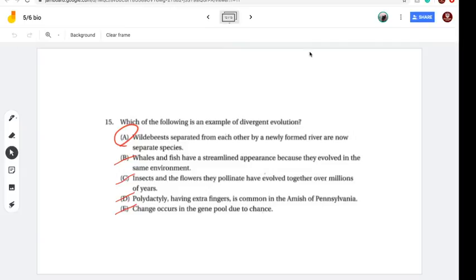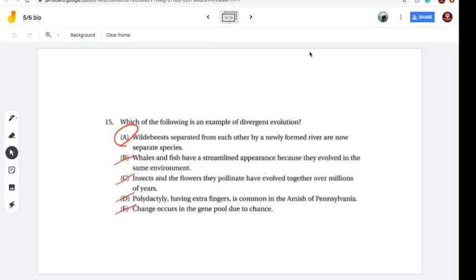And number 17, having extra sets of chromosomes in every cell. So which of the following terms below states that? Well, if we look at choice B, polyploidy, polyploidy is a type of mutation that results from errors during meiosis. It results in having more than 2 sets of chromosomes. And number 17 says having extra sets of chromosomes in every cell, so the answer would be polyploidy, answer choice B.